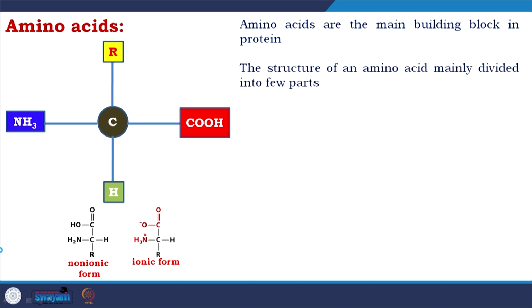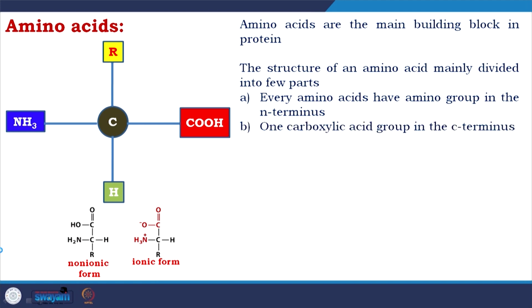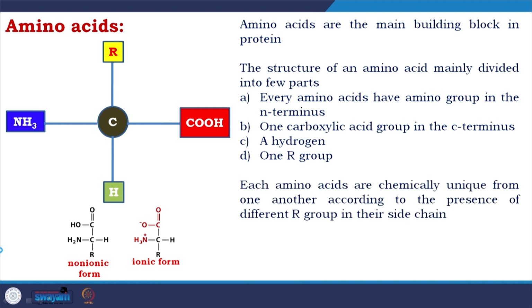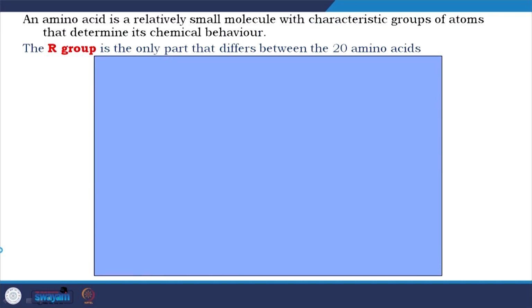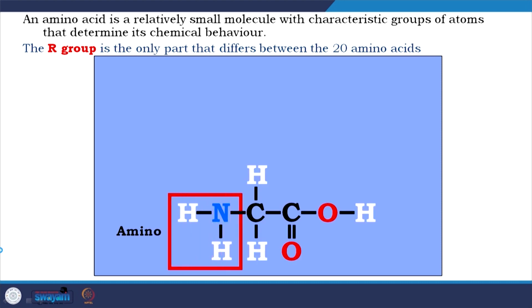The structure of an amino acid, as I told, is divided into a few main parts. One, the N terminus, which is the amino group, the carboxylic acid group in the C terminus, a hydrogen and an R group. Each amino acid is chemically unique from the others, and that happens because each of them has a different R group. The rest of the structure is the same. All the amino acids may interchange between non-ionic and ionic form, as you have seen in the picture.